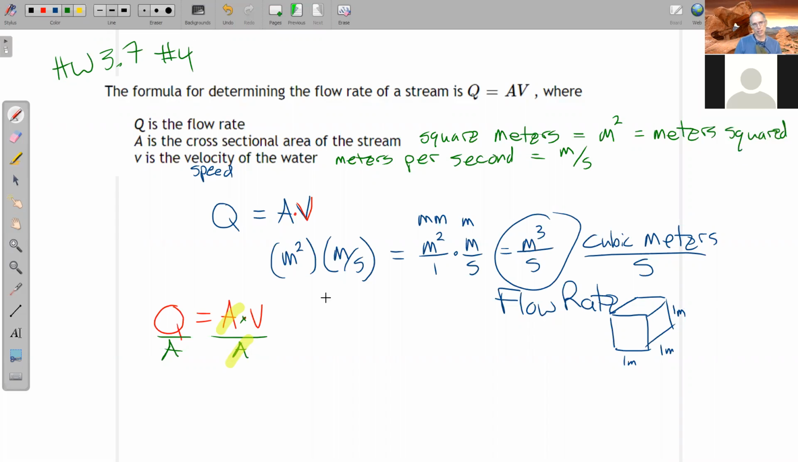All right, so the A's cancel on the right side, so I should just have V equals Q over A. So we rewrote the formula. And for one of the later questions, will you need to use this other version of the formula?